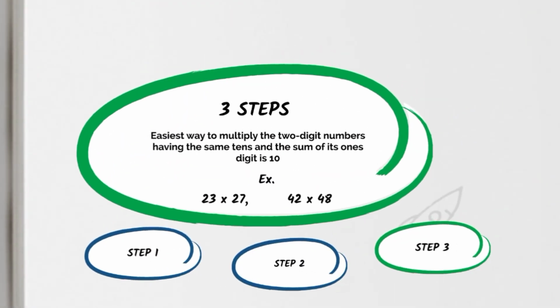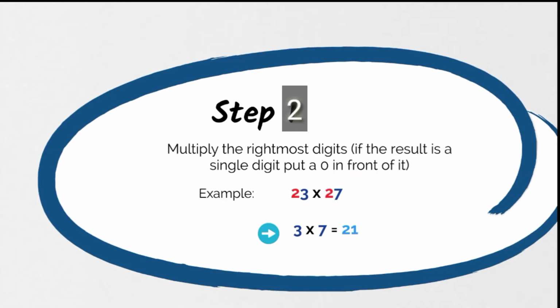Next, for step 2, multiply the rightmost digits. And in 23 times 27, our ones digits are 3 and 7. Just simply multiply it. So 3 times 7 is equal to 21.